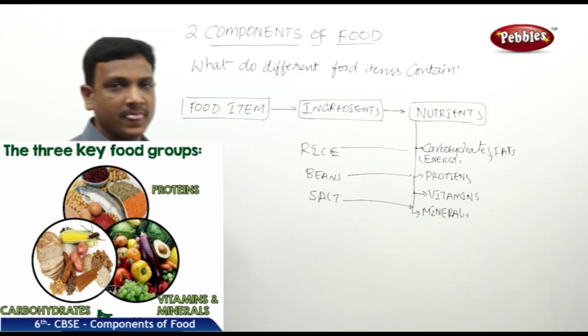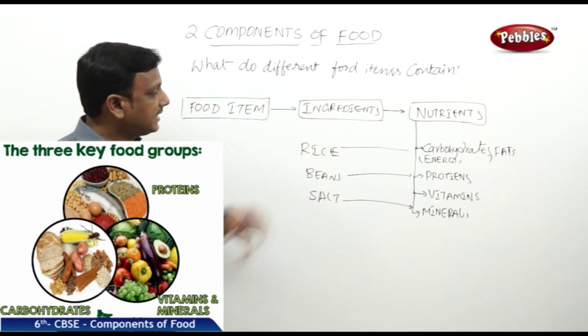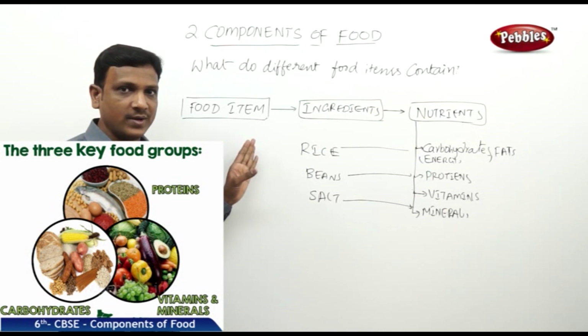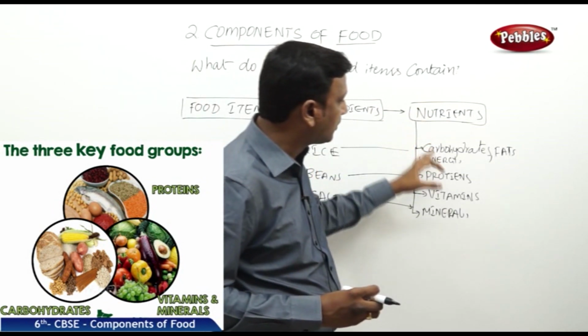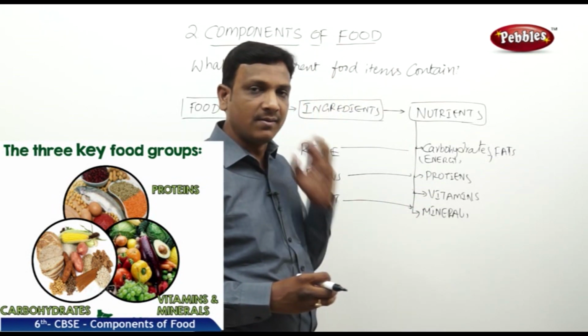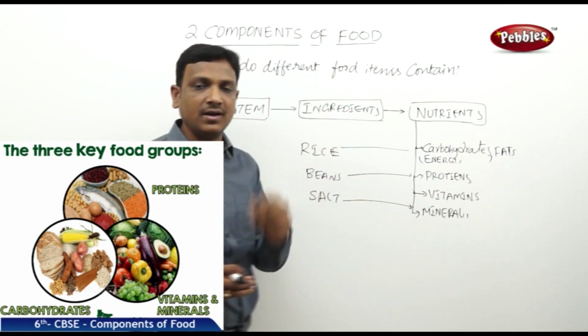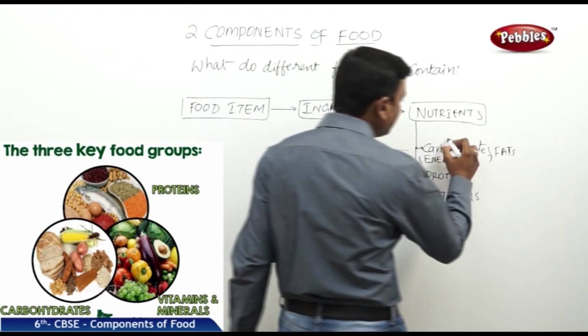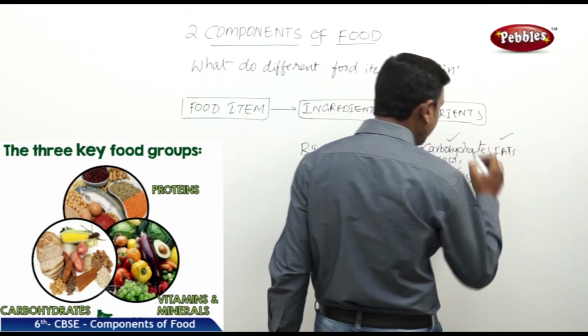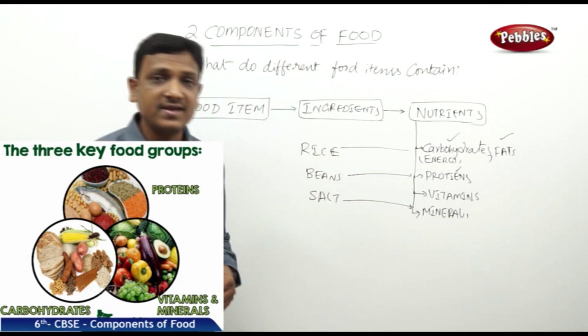Salt is a mineral. So the ingredients that are used to make the food items contain some essential components called nutrients. Some ingredients contain some nutrients in large quantity. So here the major nutrients that we generally identify are carbohydrate, fats and proteins. We can identify them in the food items.